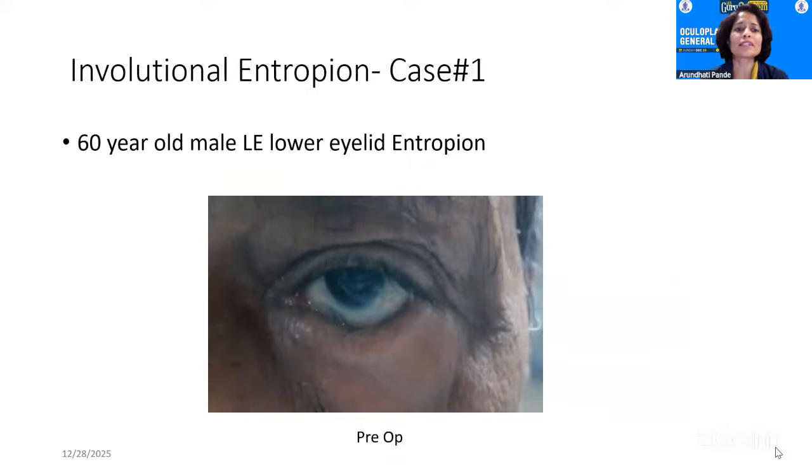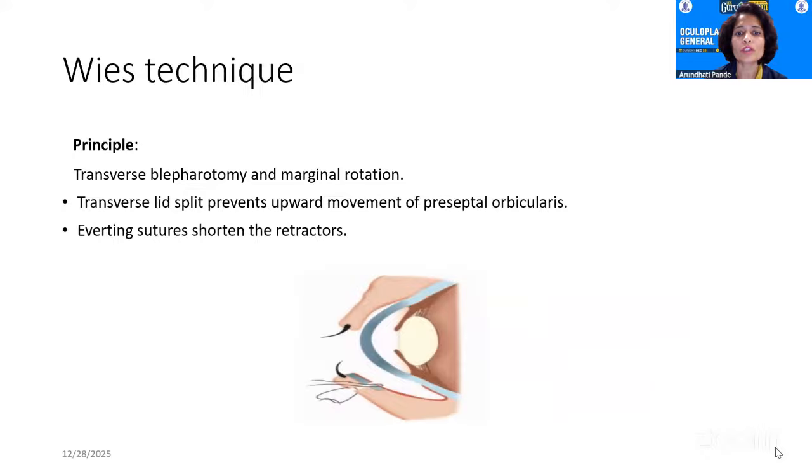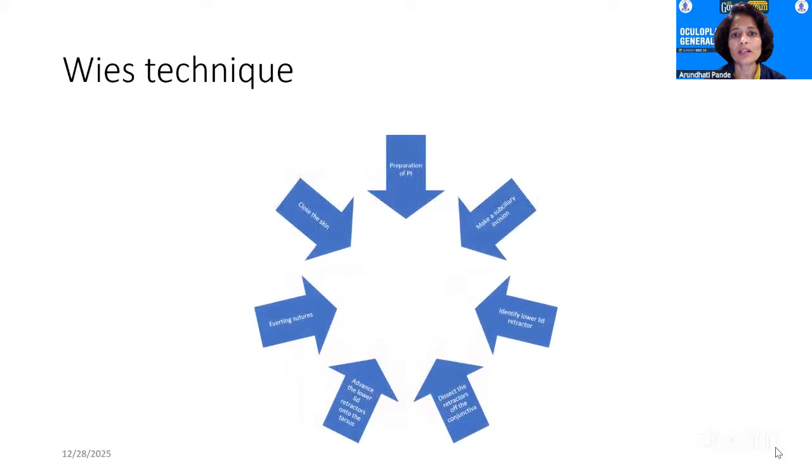So I had a case of a 60-year-old male. He was having a lower lid entropion, so what is done is a Wies procedure. In this, transverse blepharotomy and marginal rotation. The transverse lid split prevents upward movement of the pretarsal orbicularis, and the everting suture shortens the retractors. After preparing the patient for the OT, I generally give local anesthesia. After making a subciliary incision, identification of the lower lid retractor is very important. How do I identify it? This is the white thickened band, and when I ask the patient to look up, I feel the tucking. That is the identification of the lower lid retractors.